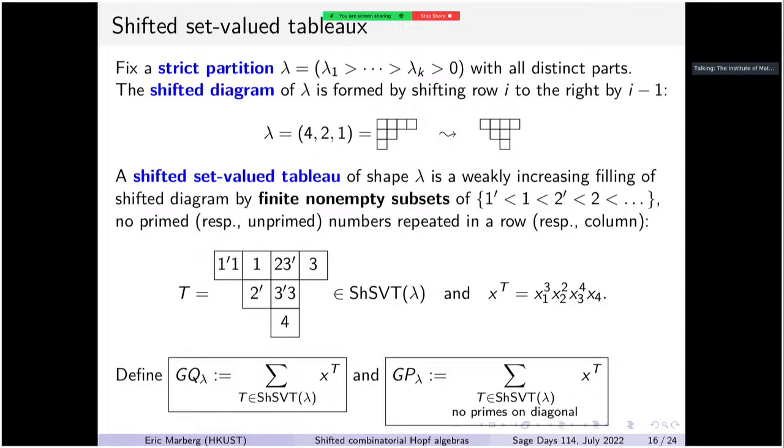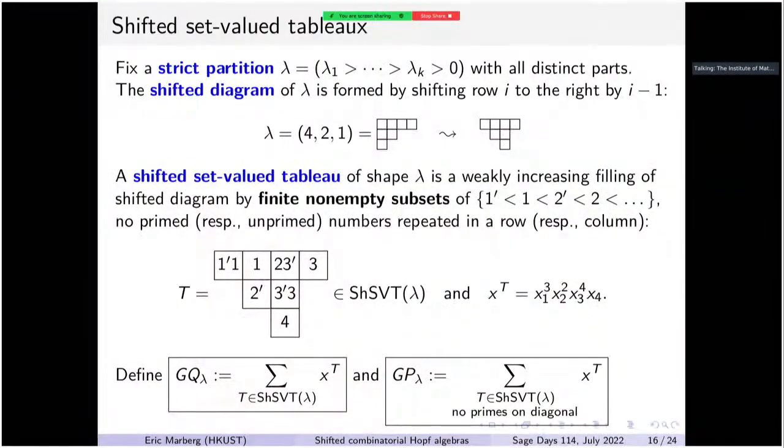Okay, but there's no relation between set-valued tableaux and shifted set-valued tableaux, right? I mean, let's see. So one relation that you could say is, instead of working with shifted shapes, shifted diagrams, you could just use the same conditions here on unshifted diagrams. So again, you have finite non-empty subsets of these primed and unprimed things satisfying these conditions.